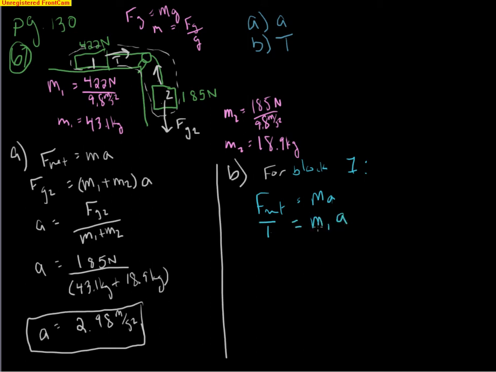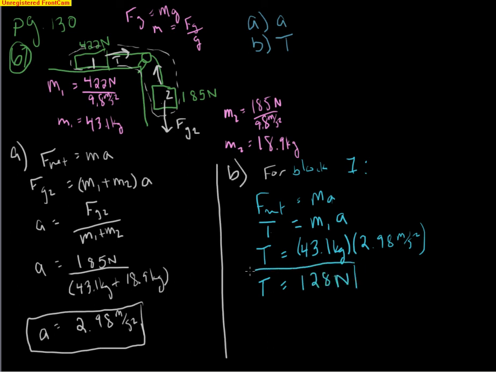And we've already found mass of 1, so we can just plug that in. 43.1 kilograms times the A that we found in part A, 2.98 meters per second squared. If we calculate that, we get 128 newtons. So if you did it the other way with the hanging block, you should get pretty much the same thing. And that answers both parts of the question.